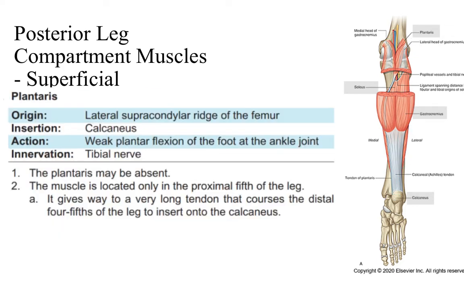Then the last muscle is that plantaris muscle right here. And notice that its origin is again on the femur at the lateral supracondylar region. All right, so the upper condyle. Insertion is the calcaneus, so this little tendon goes all the way down to the calcaneus.